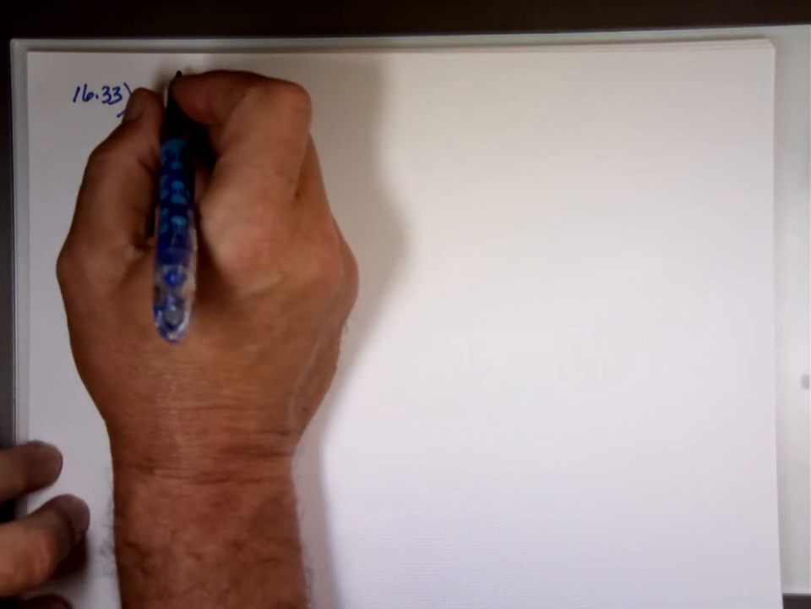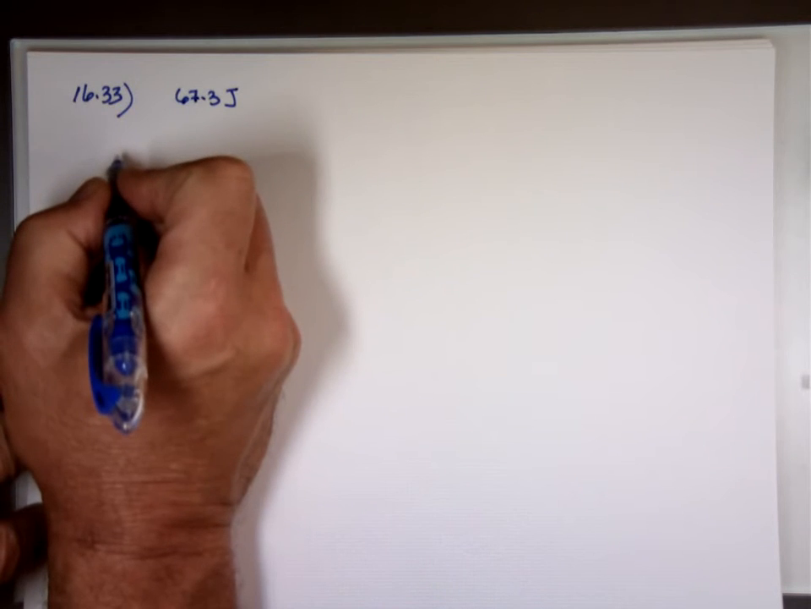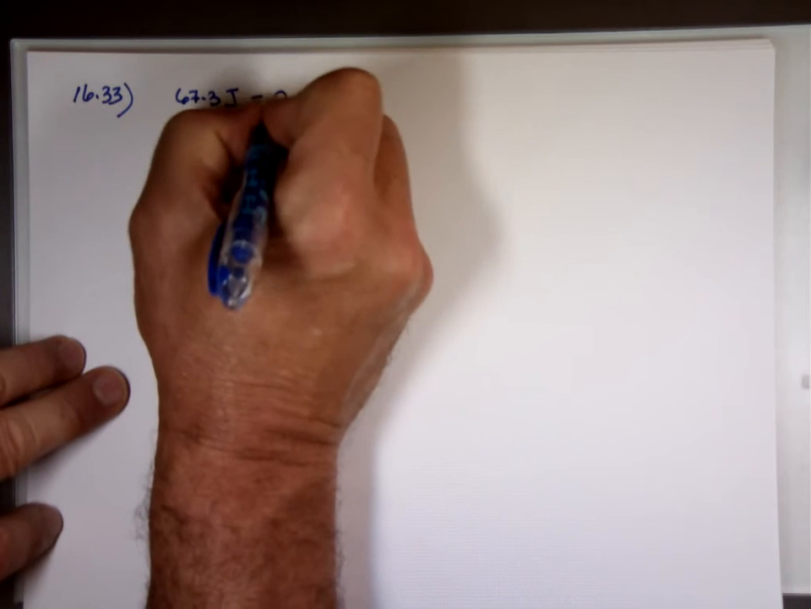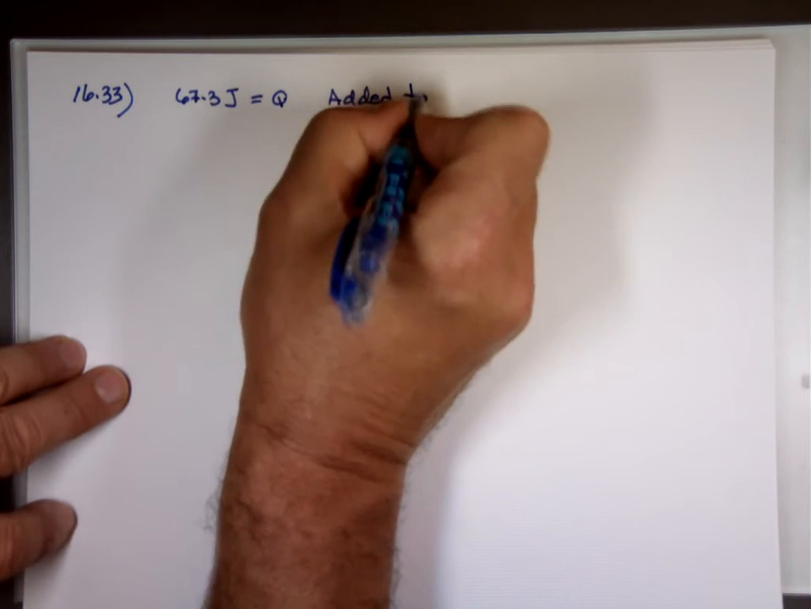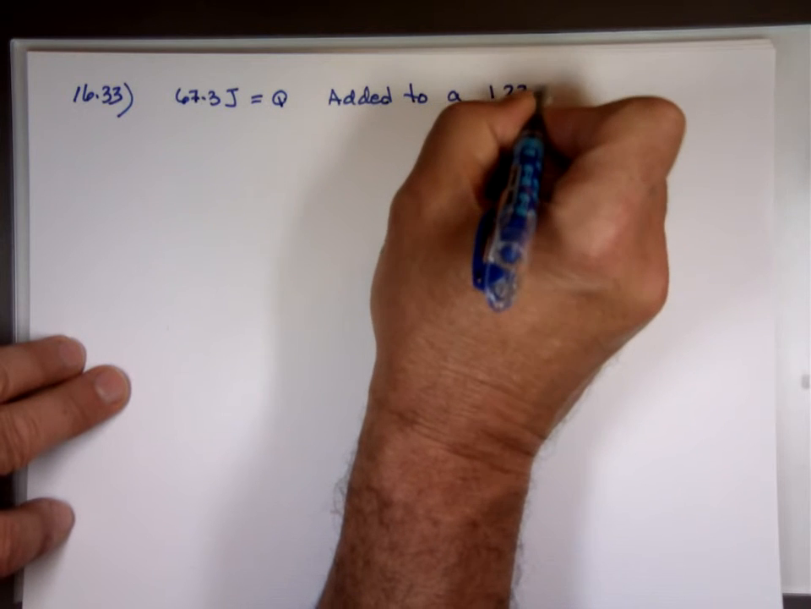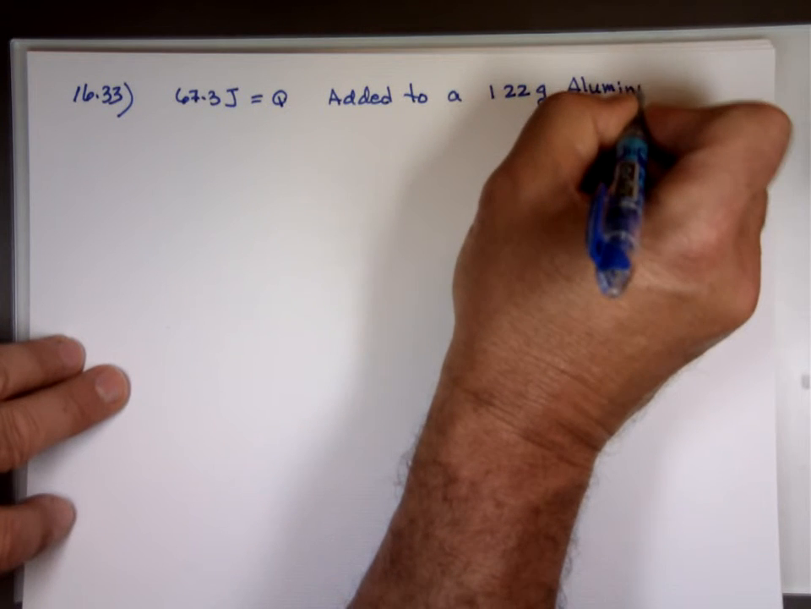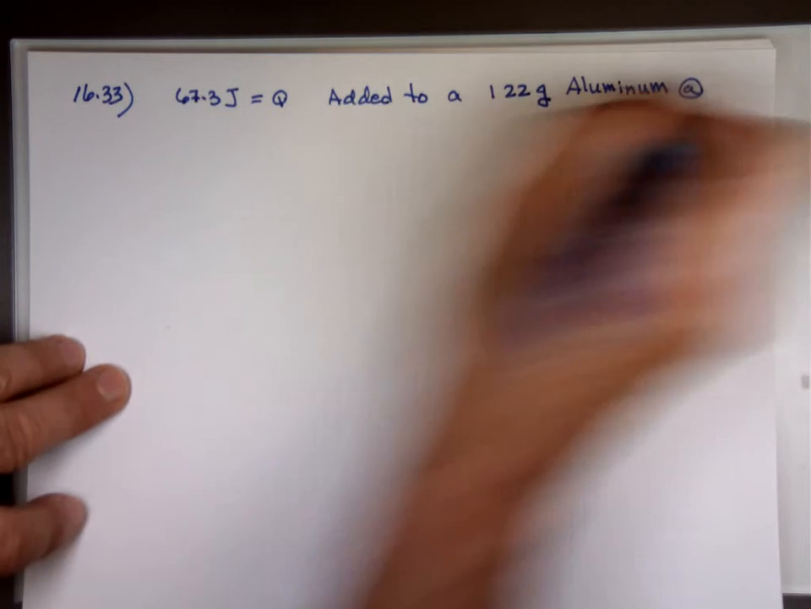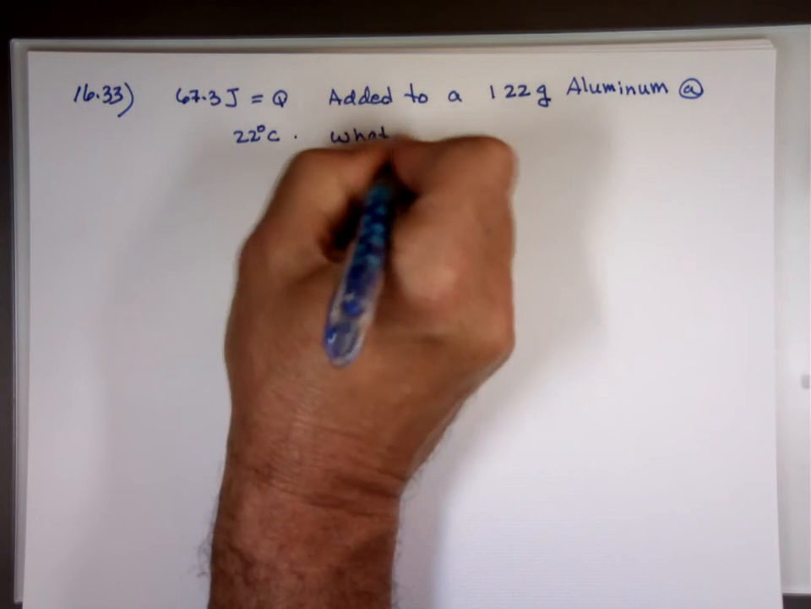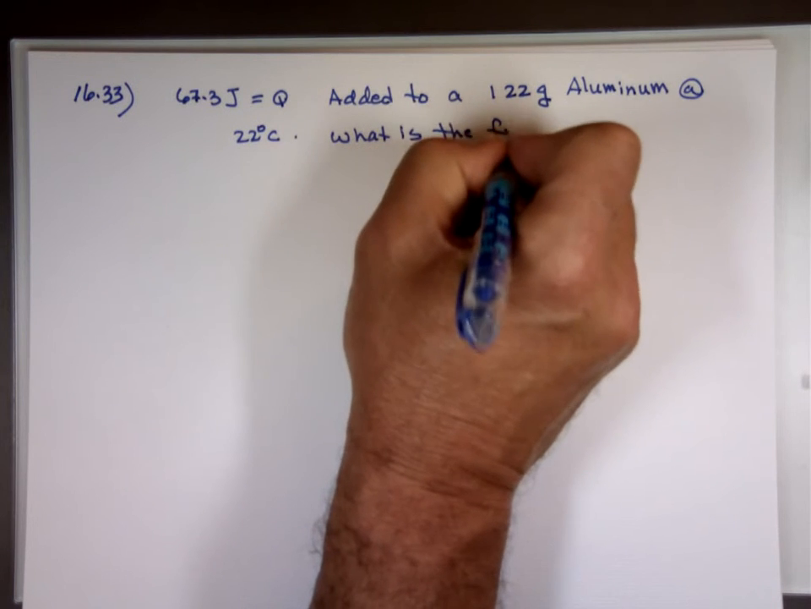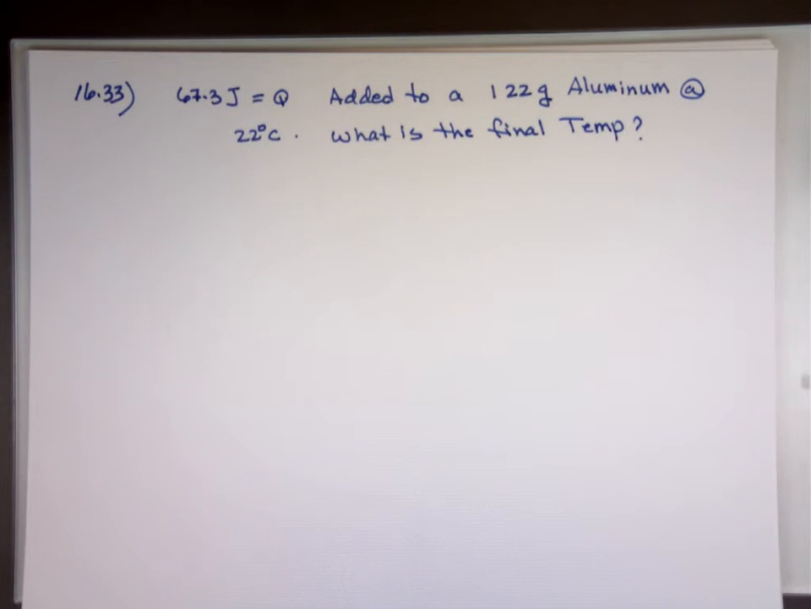And so let's assume that 67.3 joules, that's energy, Q. Heat is added, so this is equal to Q, is added to 122 grams of aluminum at 22 degrees Celsius. What is the final temperature?